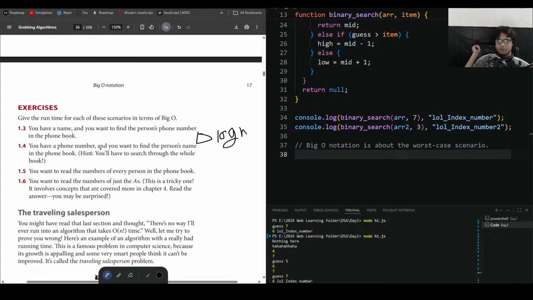You have a phone number and you want to find the person's name in the phone book. You'll have to search through the whole book. That's O(n). Is this fine?